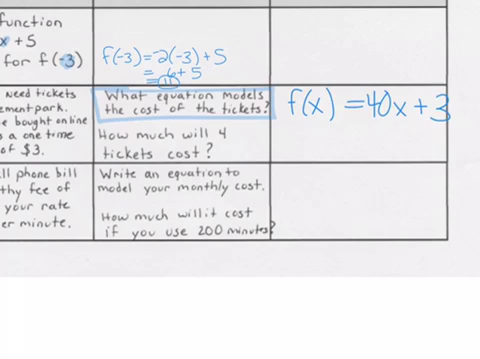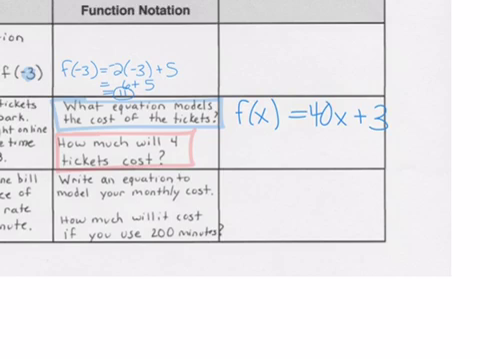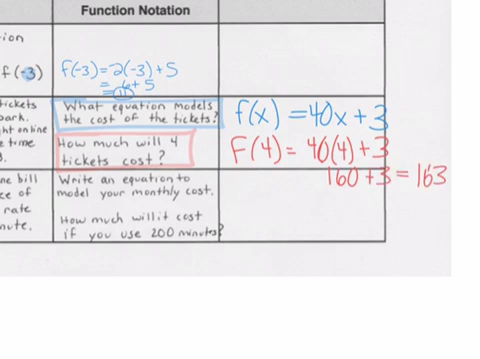As we move into the second part, it's saying how much will 4 tickets cost? So now what they're wanting me to evaluate is f(4), plugging in 4 to see what we'll get. So 40 times 4 is 160, 160 and 3, $163 to buy 4 tickets for that particular amusement park.